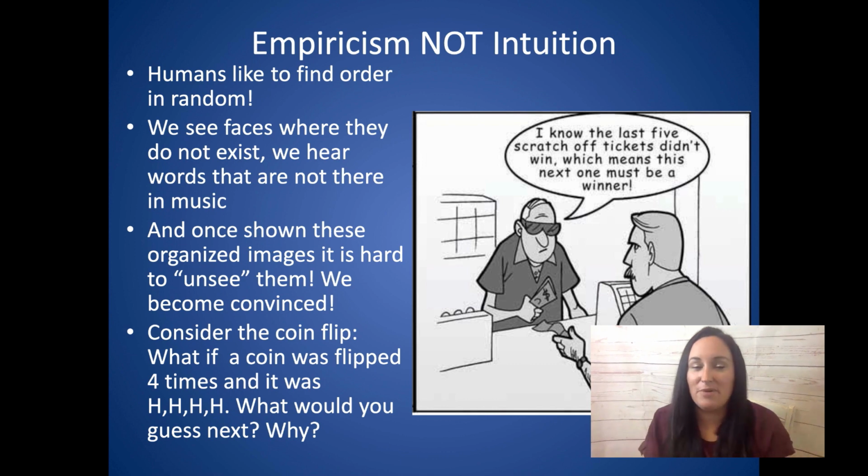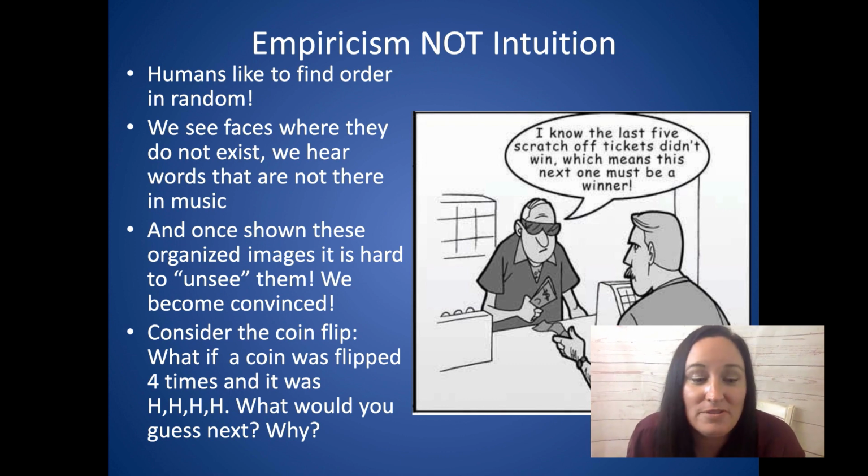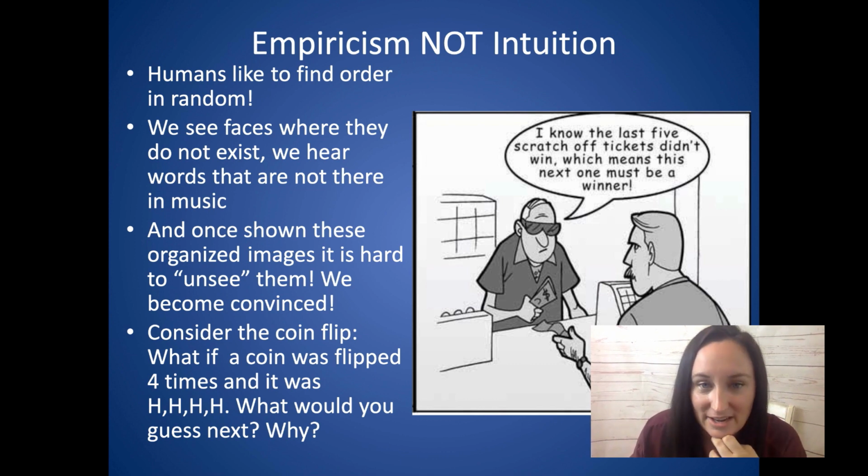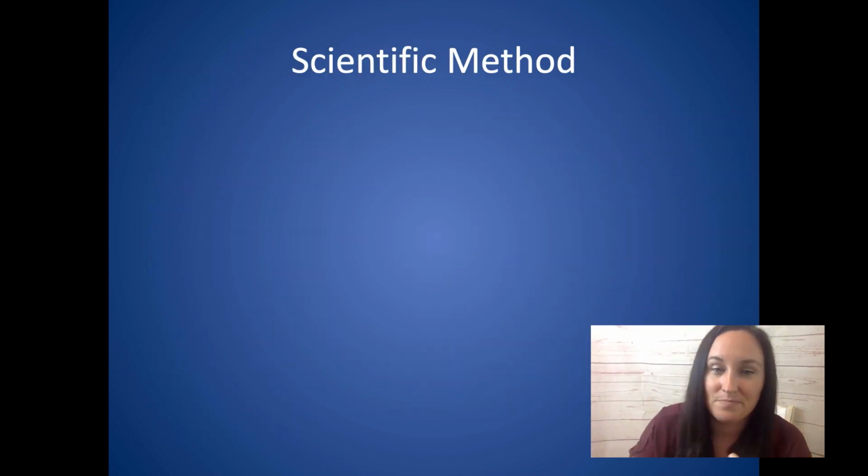So if we flip a coin, for example, and the coin was flipped 4 times and every time it came up heads, what would you guess next, right? I know you guys know this math well enough to know that whatever you would guess, what are the chances that it's going to be heads next? It's 50-50, right? A coin has 2 sides, tails and heads. So every single coin flip is independent of any of the others.